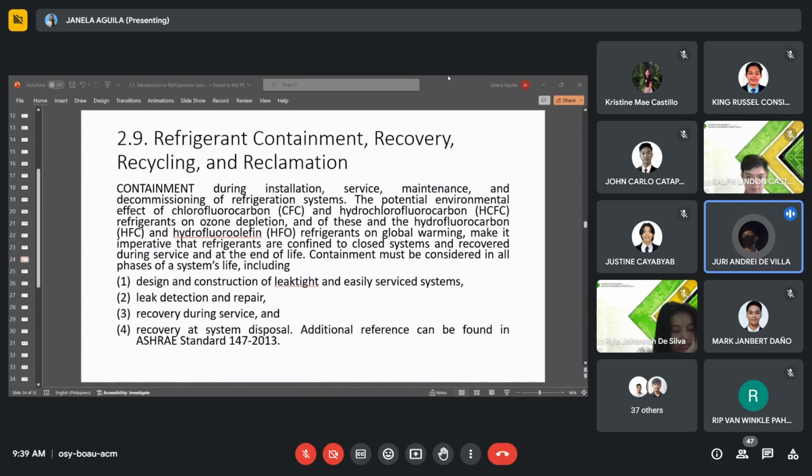This recovered refrigerant can then be properly handled and recycled or reclaimed for reuse, minimizing the need for new refrigerant production. And lastly, recovery at system disposal. At the end of the system's life, during decommissioning or disposal, all remaining refrigerant should be recovered and properly handled. This prevents the release of refrigerants into the environment and ensures that they are either recycled or reclaimed for reuse or safely destroyed to prevent their harmful effects. Next slide po.